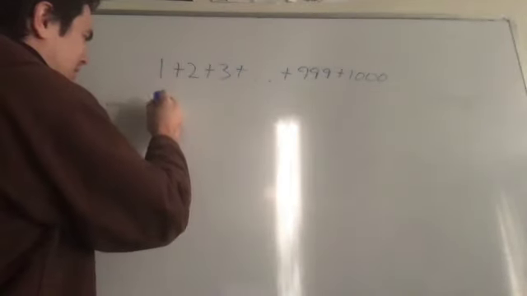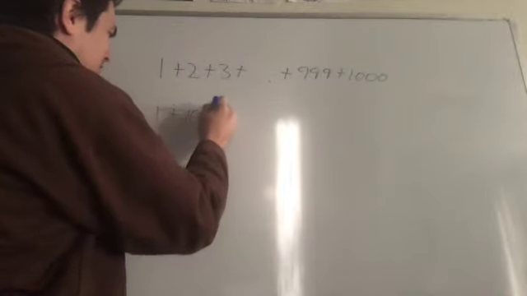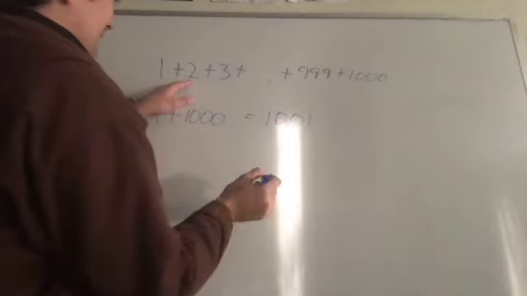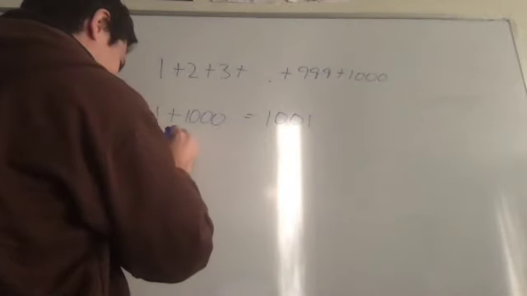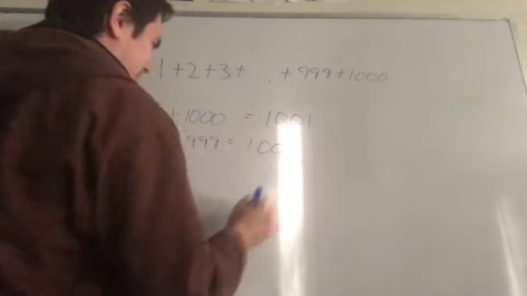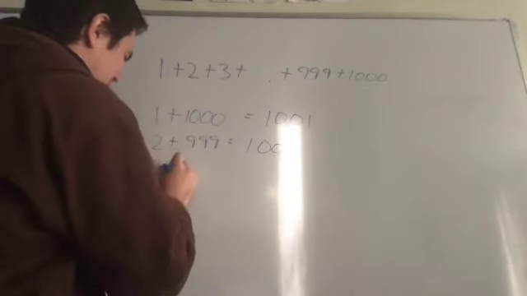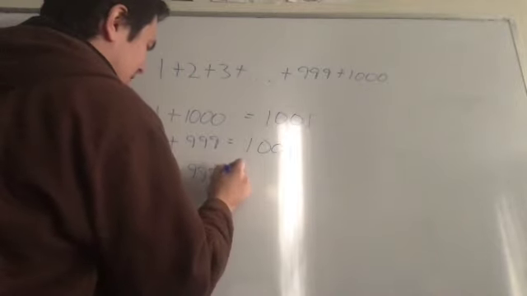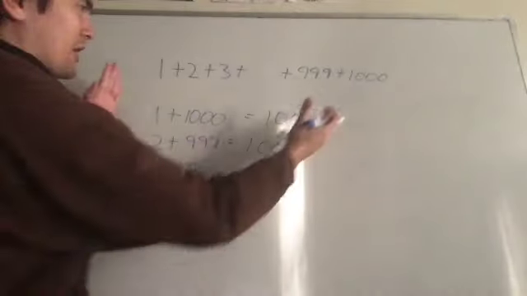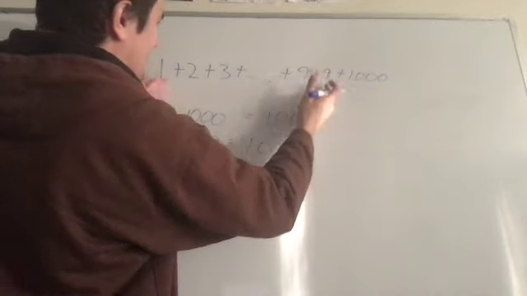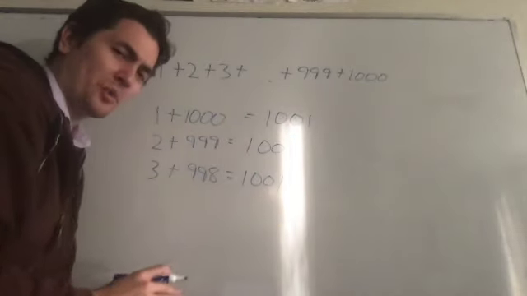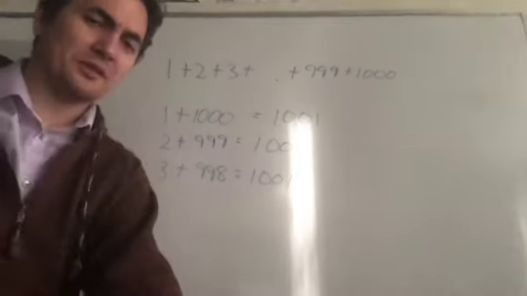This is actually just going to be 1 plus 1,000 first, and that's equal to 1,001. Then he said, let's say 2 plus 999. That's also equal to 1,001. Let's say 3 plus 998. Well, that's equal to 1,001. And he just kept pairing them up, starting from the first term and the last term, and he noticed that every single time he paired up the numbers in this way, it ended up being the same number every single time.